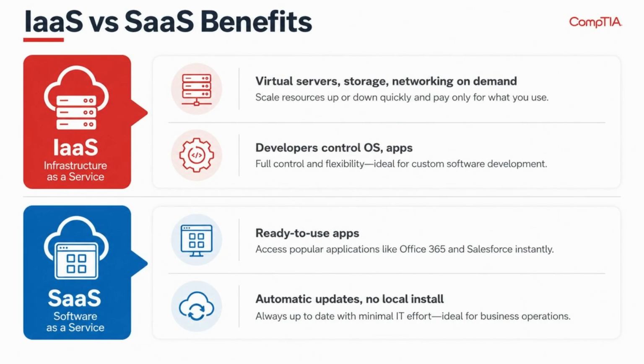Infrastructure as a Service, or IaaS, gives you virtual servers, storage, and networking on demand, with developers controlling the OS and apps, good for custom software development. Software as a Service, or SaaS, gives you ready-to-use apps, like Office 365 or Salesforce, with automatic updates and no local install needed, ideal for day-to-day business operations.